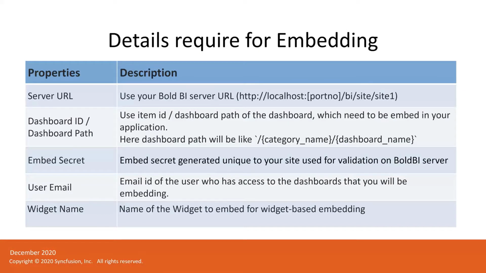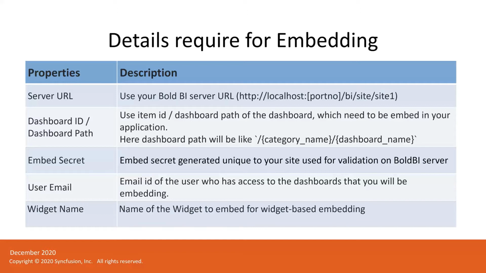Before we start embedding, these are the details we must prepare before working with embedding dashboards. First one is the server URL. This is your Bolt BI server URL where you're hosted. Next one is the dashboard ID, or you can use the dashboard path. Then the embed secret, and next one is the user email. In case you're going to do widget embedding, then you need to have the name of the widget.